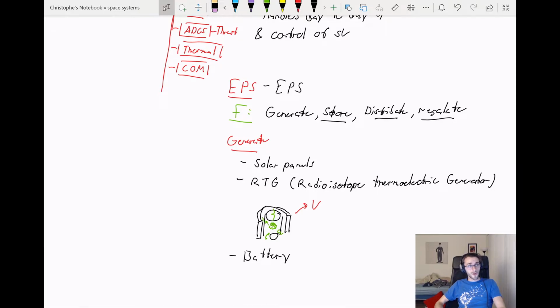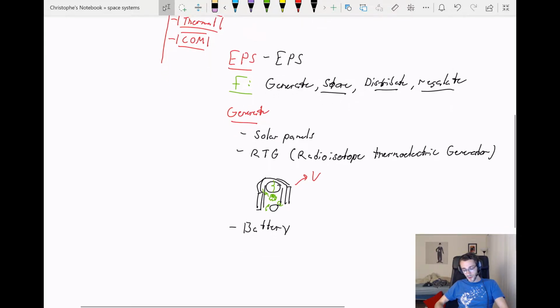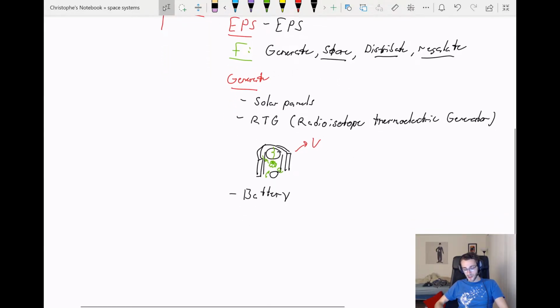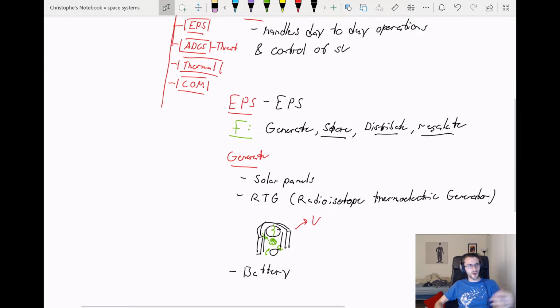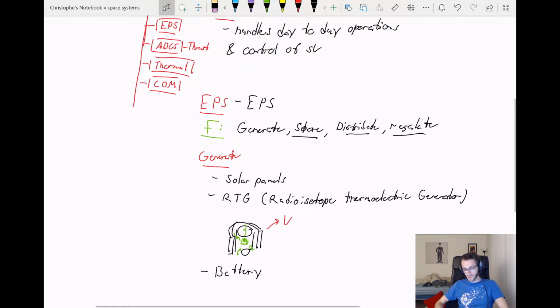Typically, payloads will also have their own power regulation and distribution boards, just to regulate the power to a consistent level to make sure that you're not getting any surges off of the EPS from the bus, especially if you've got very electrically sensitive equipment, or they're operating on a different voltage than what the bus is supplying. You're going to have to step down the voltage. So that's a general overview of what kind of components you can see in the EPS.